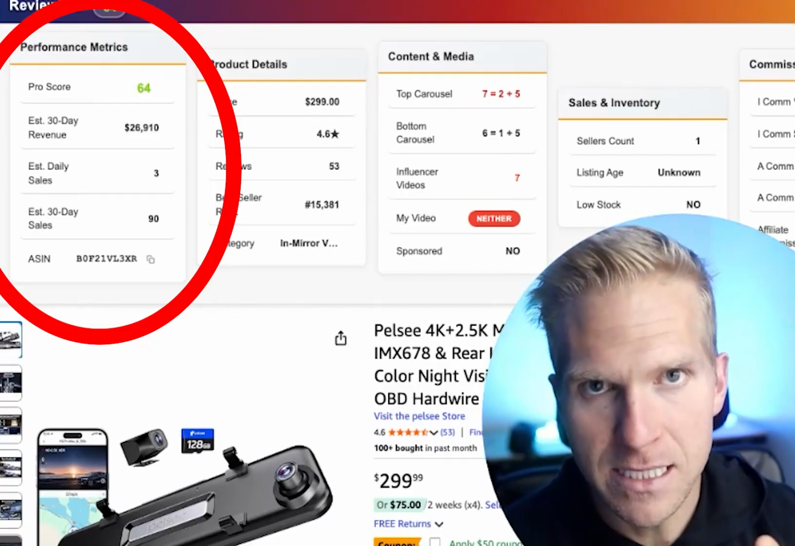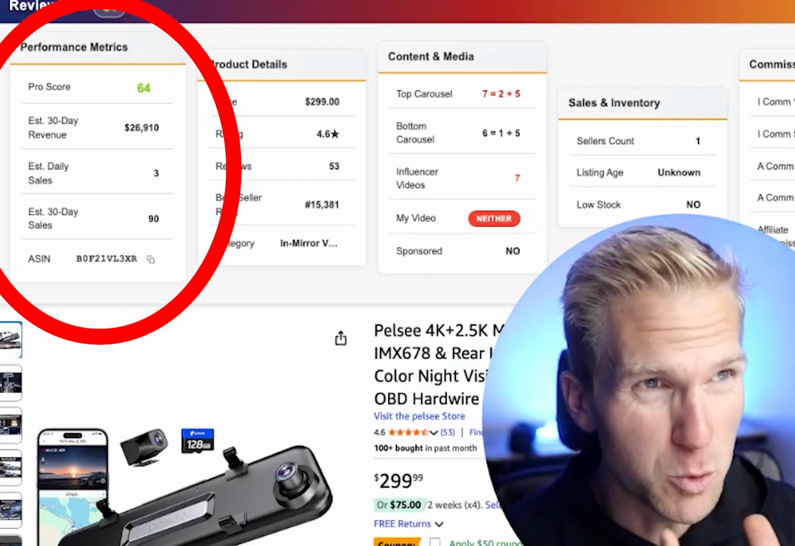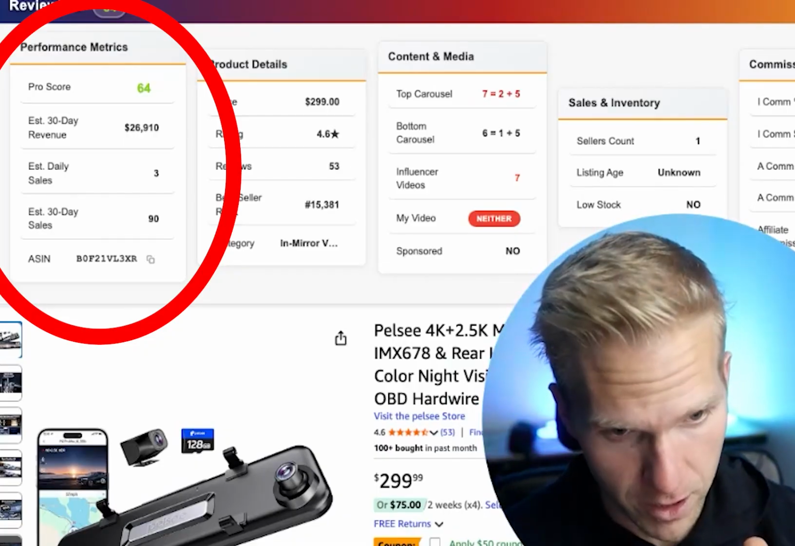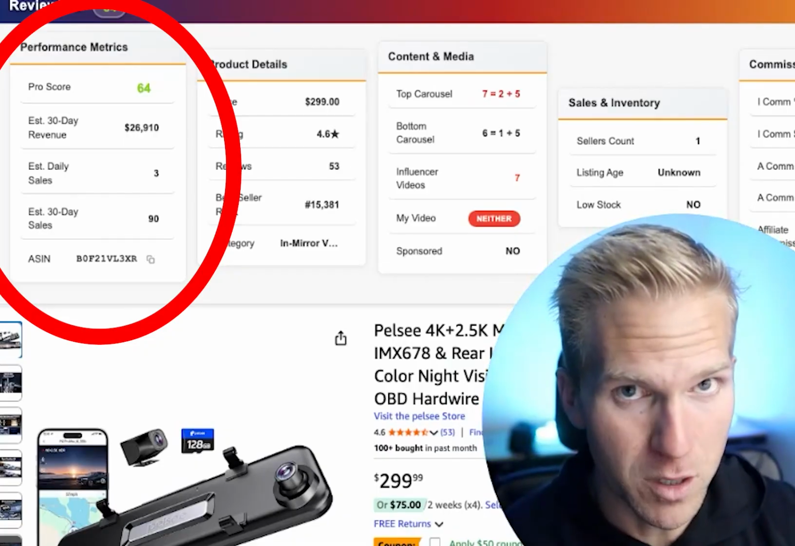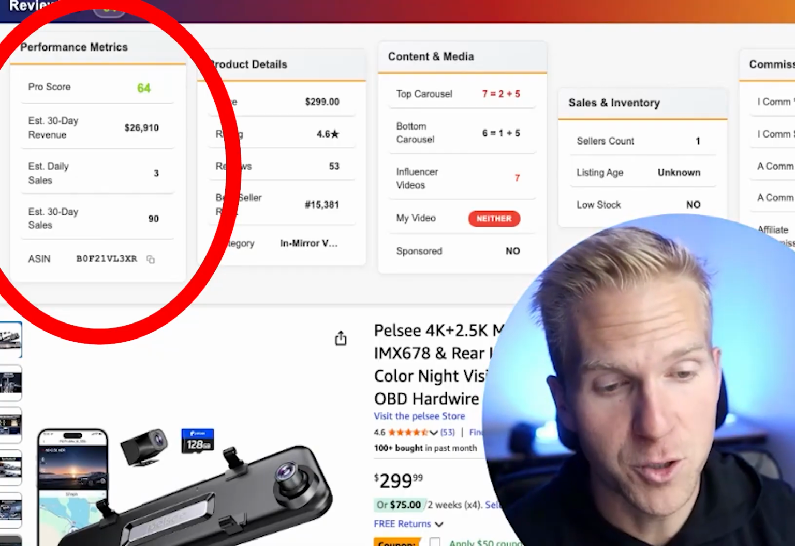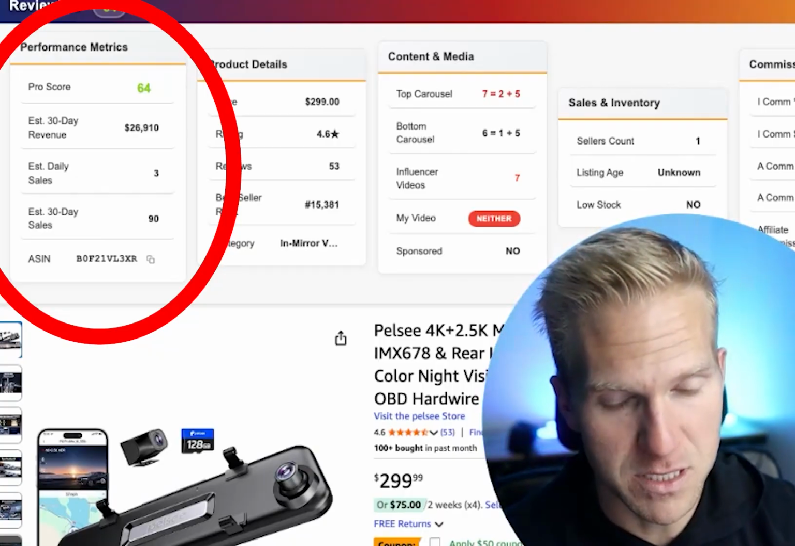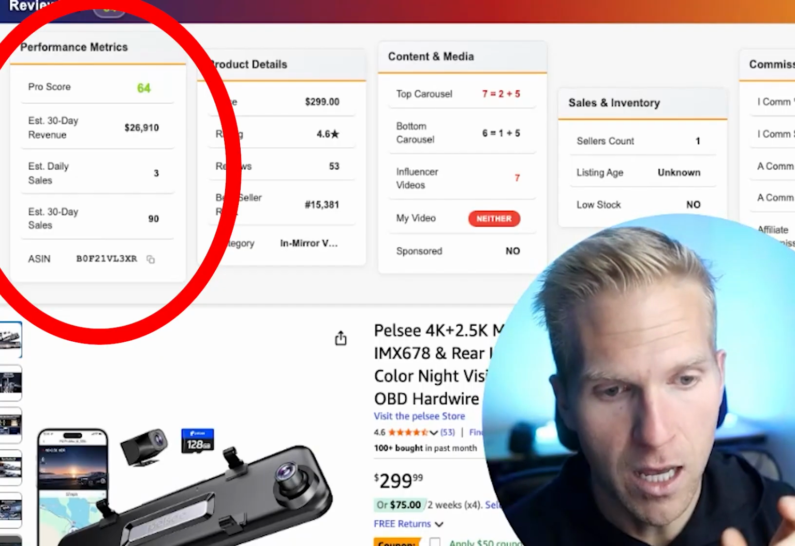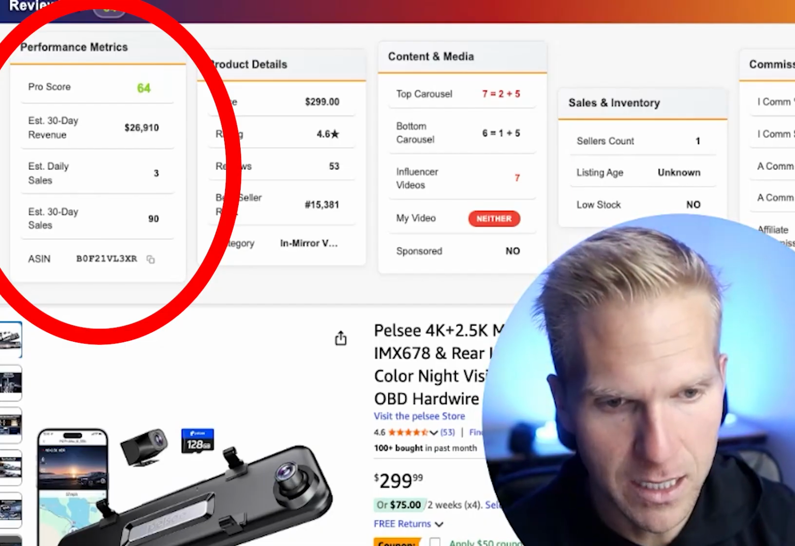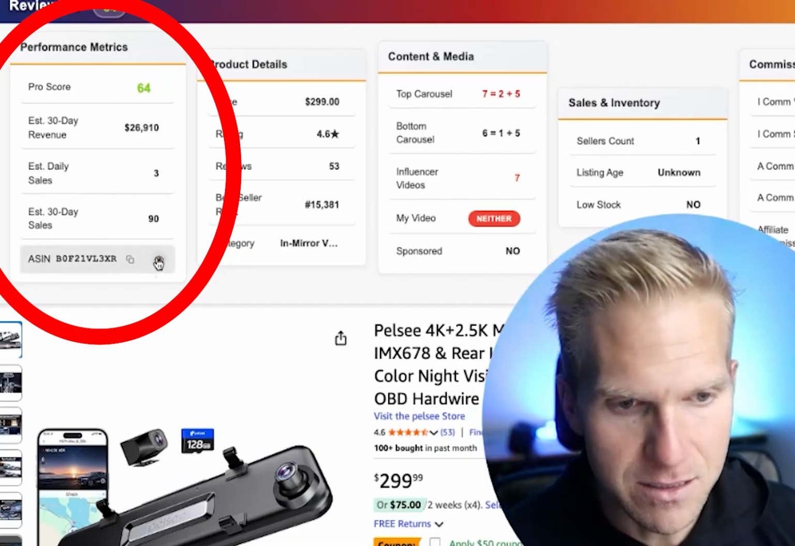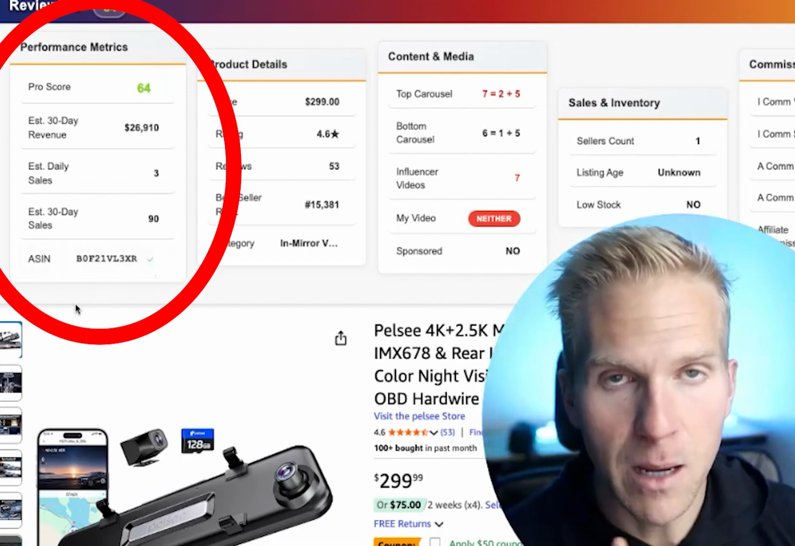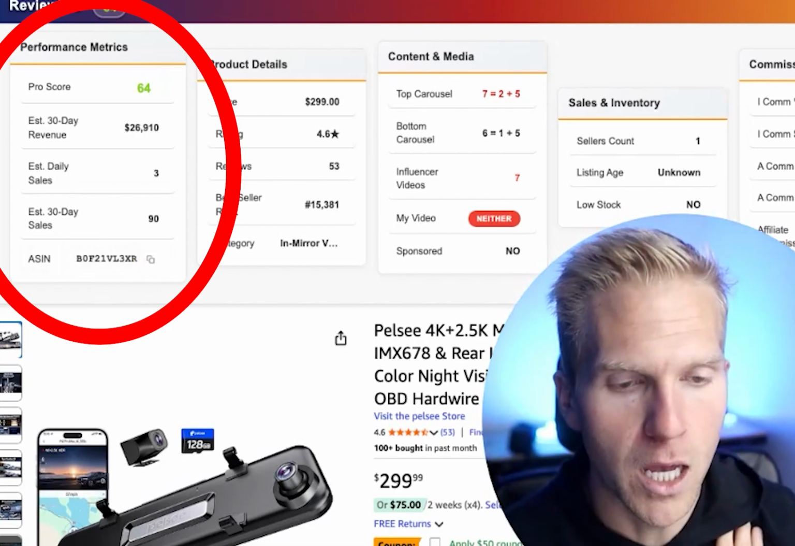The ASIN is basically Amazon's unique barcode for every product. And when you upload your video onto Amazon, the best way to make sure that you tag that product specifically and have your video attached to it is by copying and pasting the ASIN. You can just click that right there, copy, and then paste it into the upload box.